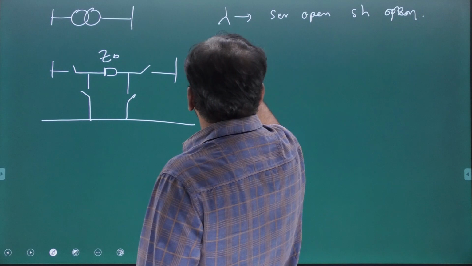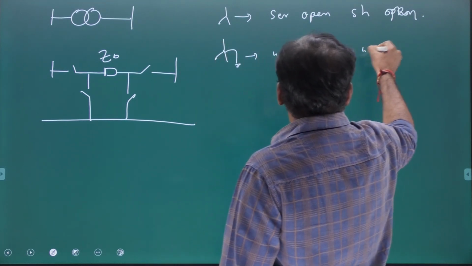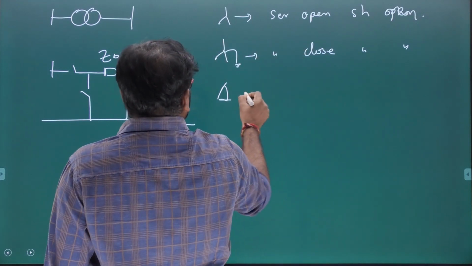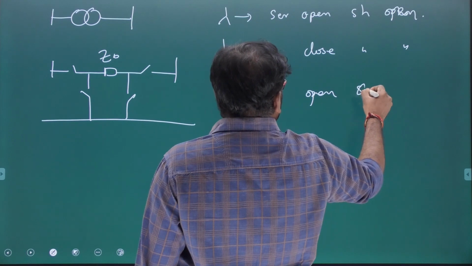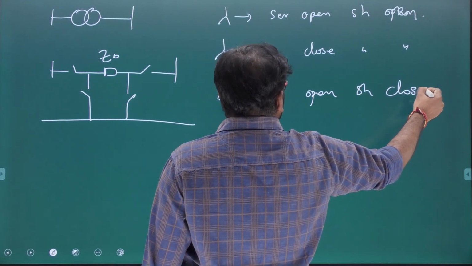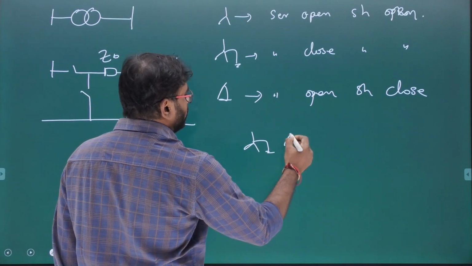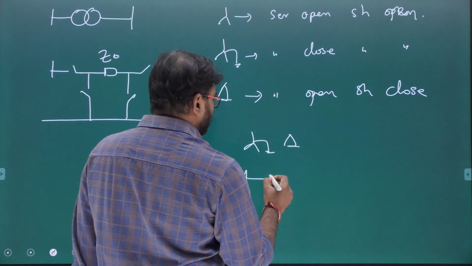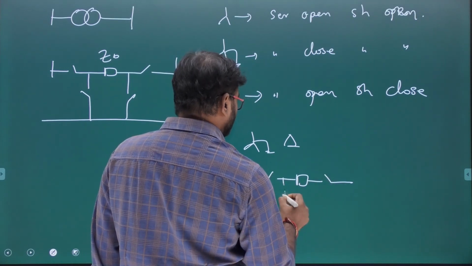If it is star grounded side, series switch close, shunt switch is what? Open. If it is delta side, series switch open, but shunt switch close. Accordingly, we can draw. For example, I want to show star grounded delta. Have a look between two buses, star grounded delta. How it will be?